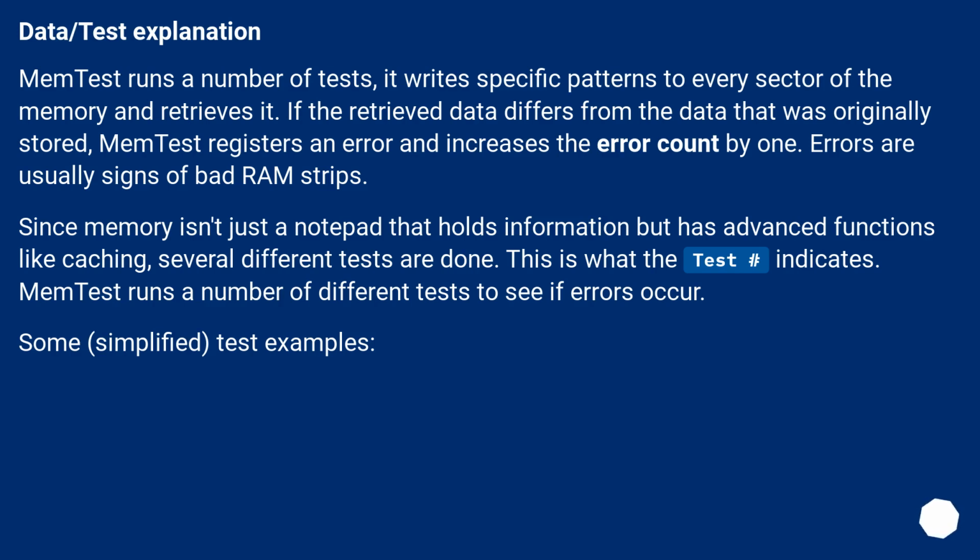Data and test explanation. Memtest runs a number of tests. It writes specific patterns to every sector of the memory and retrieves it. If the retrieved data differs from the data that was originally stored, memtest registers an error and increases the error count by 1. Errors are usually signs of bad RAM strips.